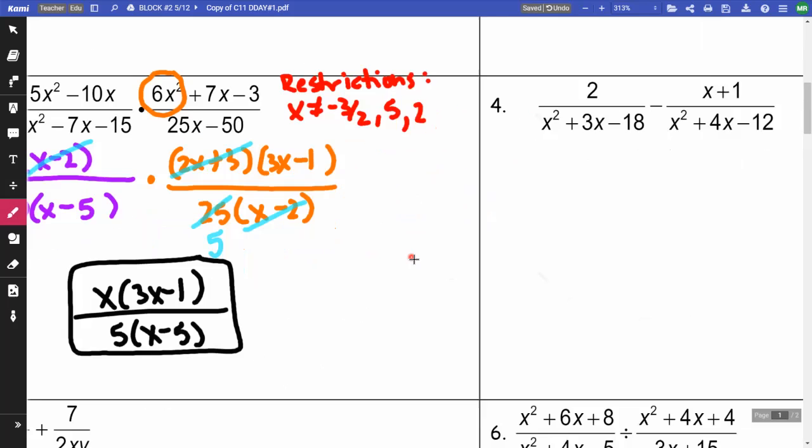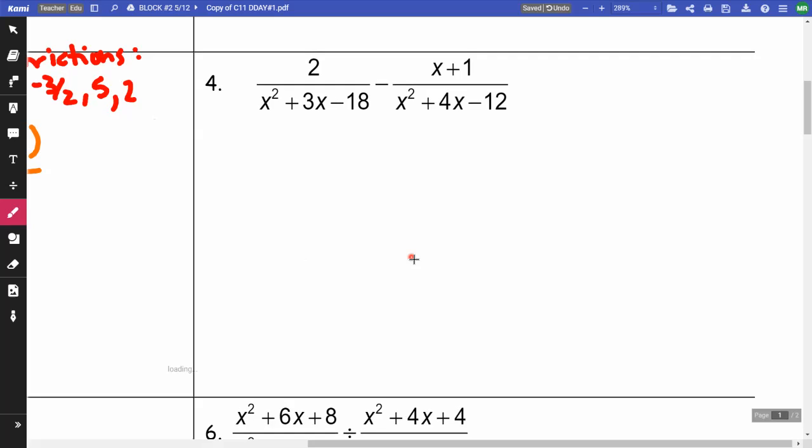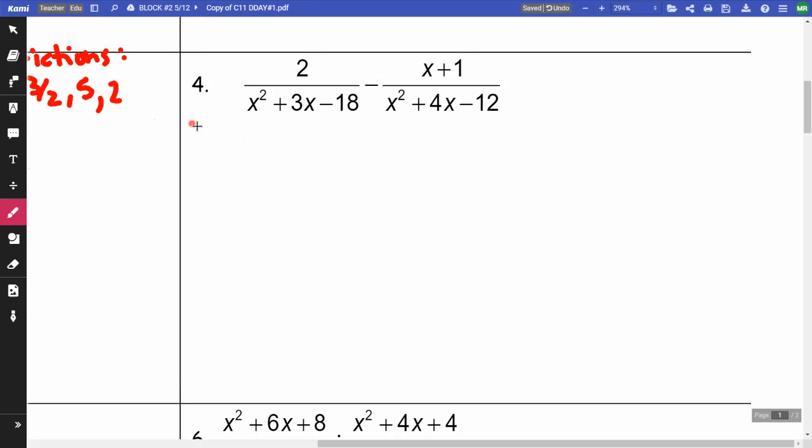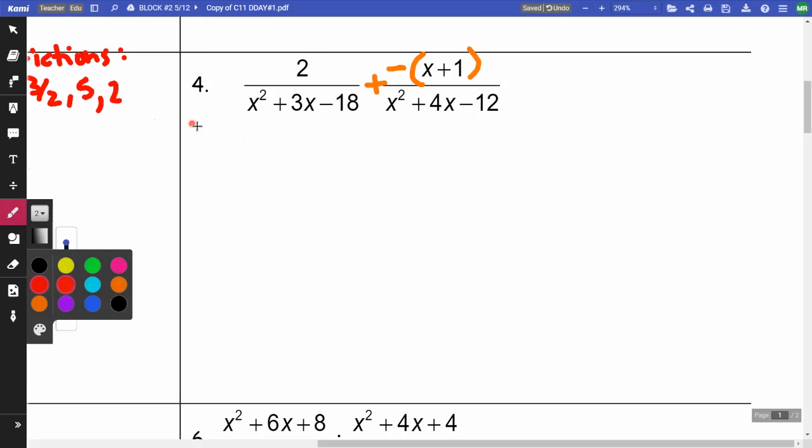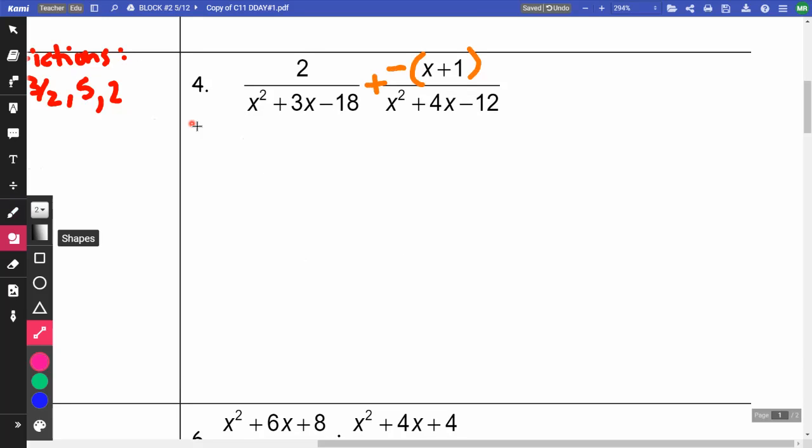So on number 4, this is a minus, okay? So I personally would take this minus and rewrite it as plus a negative and put that negative like that. So again, it was a minus, and I'm going to change that minus to plus a negative, and you want to put parentheses around that. Okay, so now I am going to try to get a common denominator.